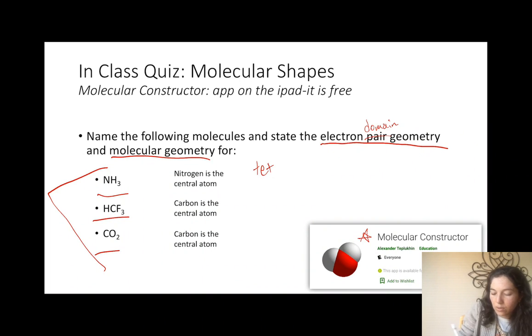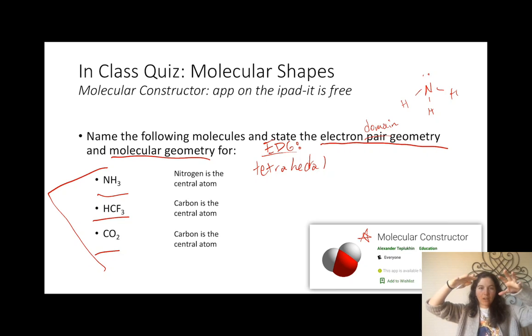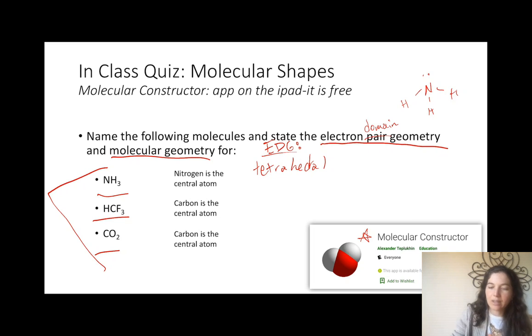tetrahedral in its electron domain geometry, so EDG, because it has 4 areas around the atom here. It's got hydrogen. And you can see that in the shape because the hydrogens are kind of pushed down. If it was trigonal planar, they'd be flat like this. So that's how we know it is a trigonal pyramidal for our molecular geometry.